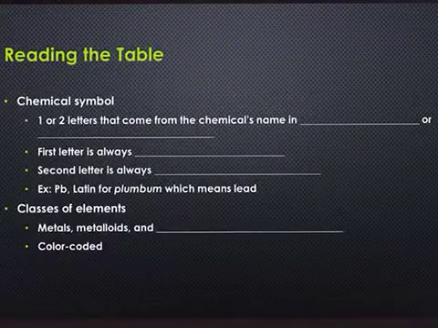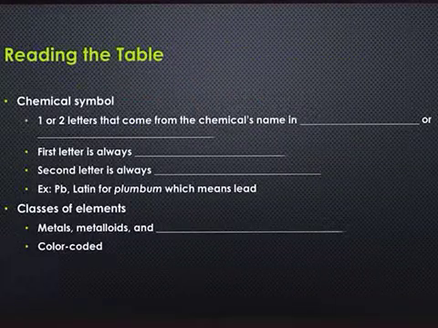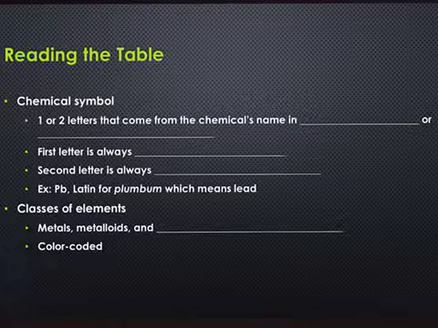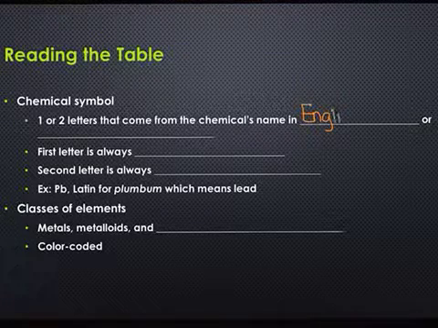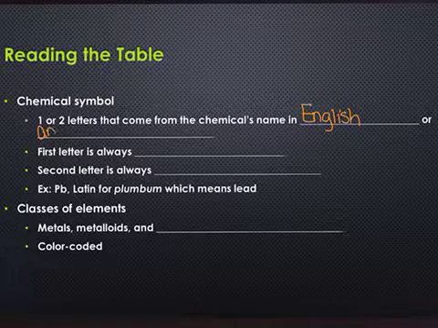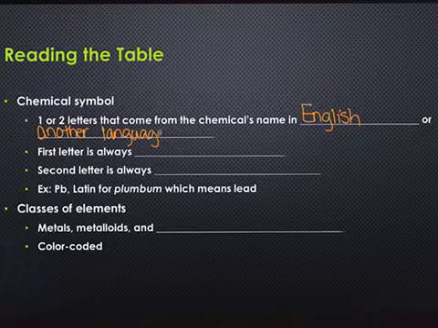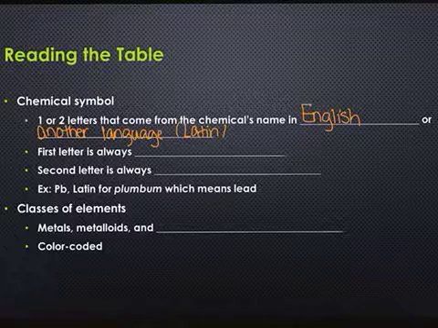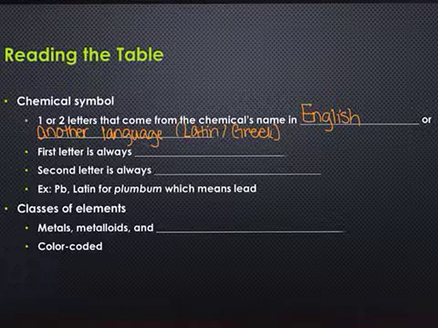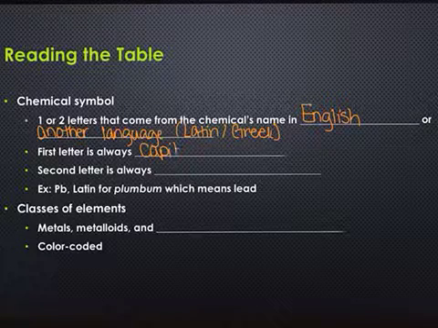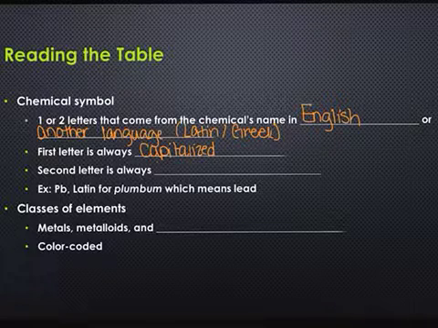So when we read the periodic table, we get some basic information. First of all, each element has its chemical symbol. So this is going to be 1 or 2 letters that come from the chemical's name in either English or another language. Oftentimes that other language is going to be Latin or Greek. The first letter is always going to be capitalized. And the second letter, if there is one, will be lowercase.